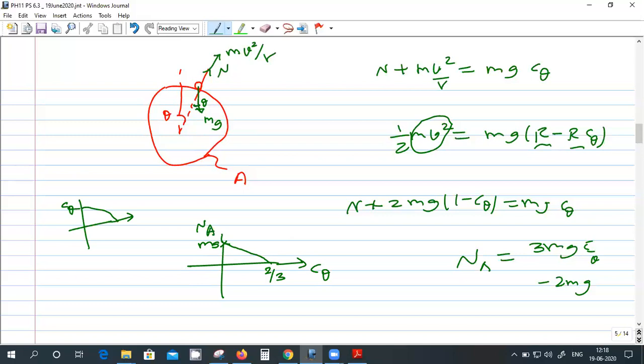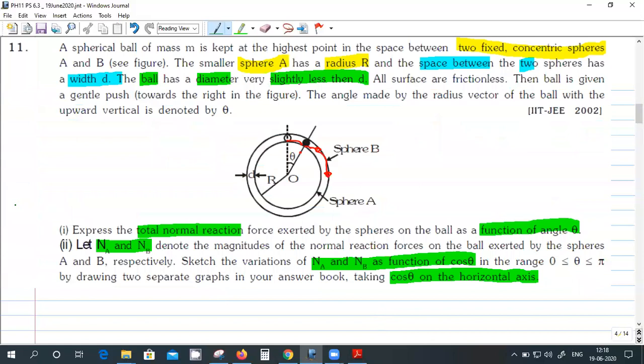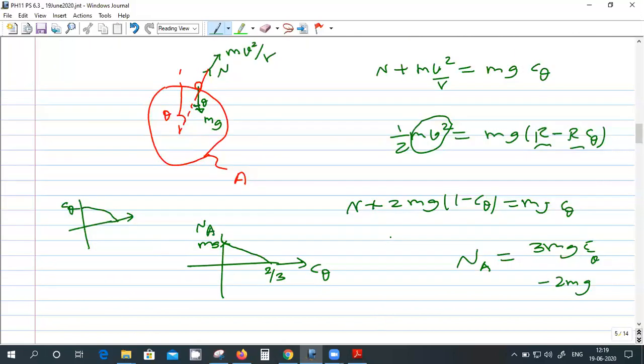This is actually N_A, normal reaction on the surface. So this is the plot. As a function of cos theta, you would have this plot. Is it clear? Yes, sir. It's a straight line. So the question is not difficult, just that you have to split it into two parts. After that, it's trivial. So these are the two equations. Combining these as one equation, you get the normal reaction as a function of cos theta.